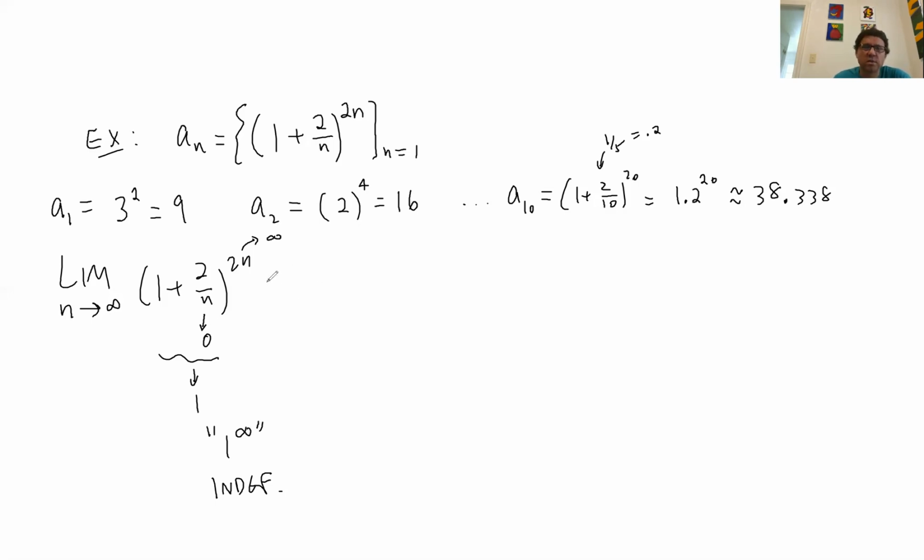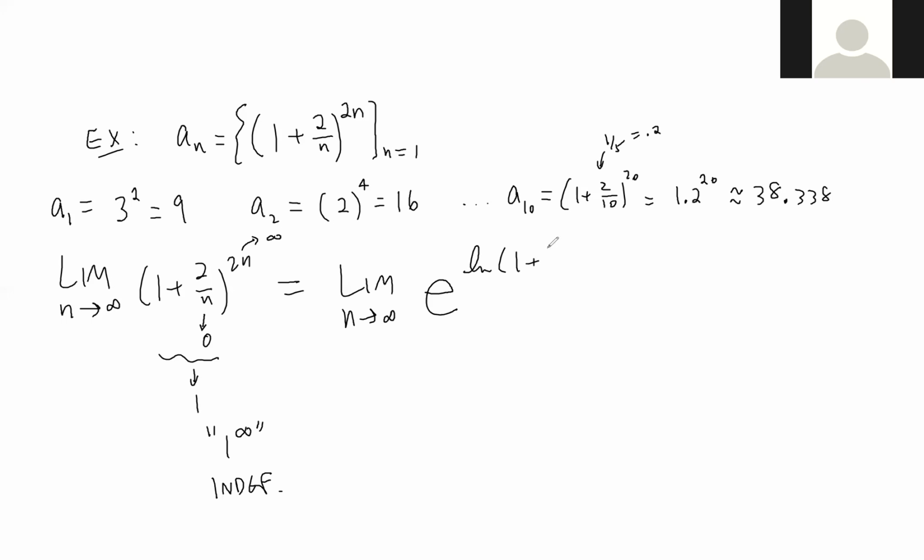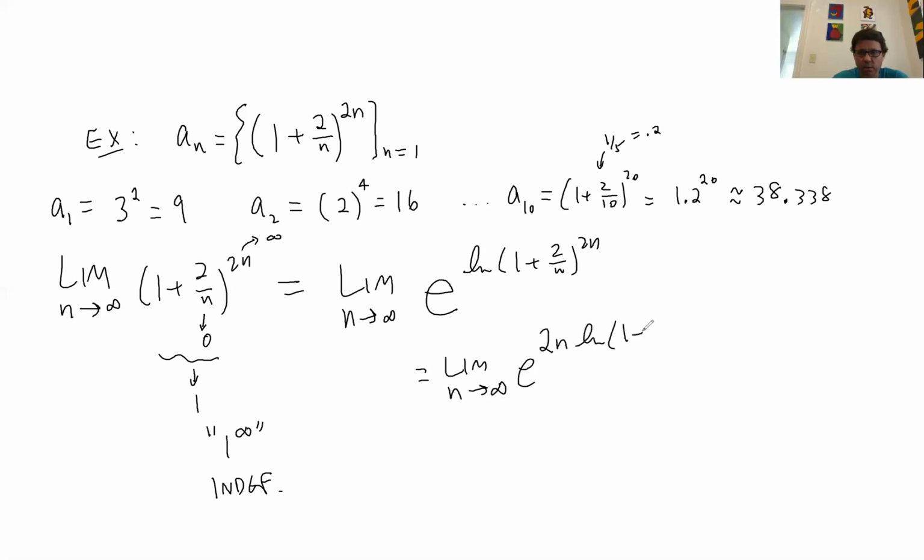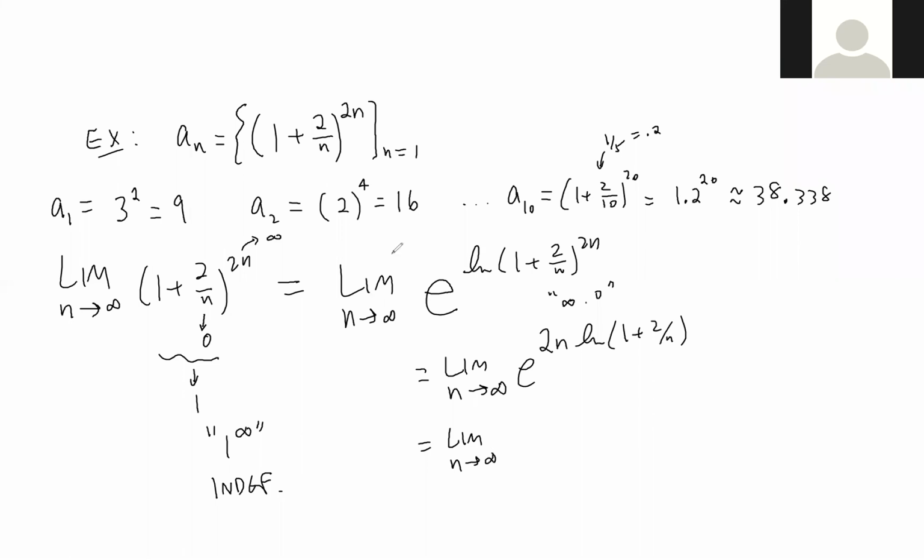And so just like we did before, you do e to the natural log. And then we have to manipulate this. So you bring the power down, and this looks close, except the problem is now this looks like an infinity times 0 indeterminate form. So we're not quite there yet. So you have to do this reciprocal idea.